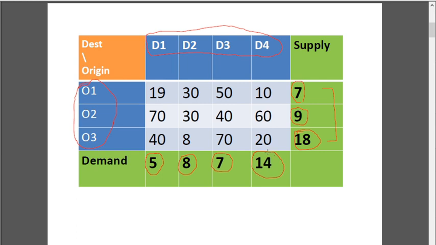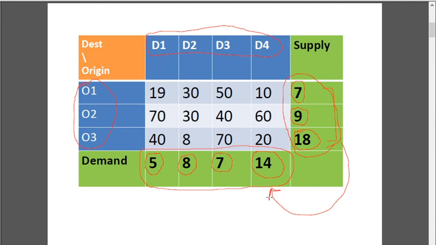So the transportation problem is nothing but I have to satisfy these demands. These demands have to be satisfied. So in this problem, these demands at four destinations have to be satisfied from the available supply at these three origins. From these origins, I should transport the commodities to satisfy the demands at the given four destinations.